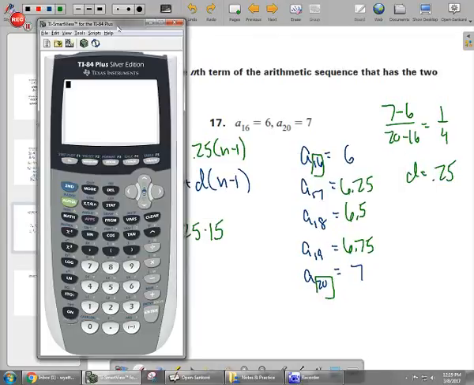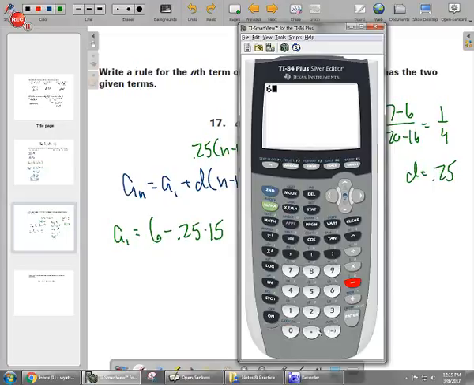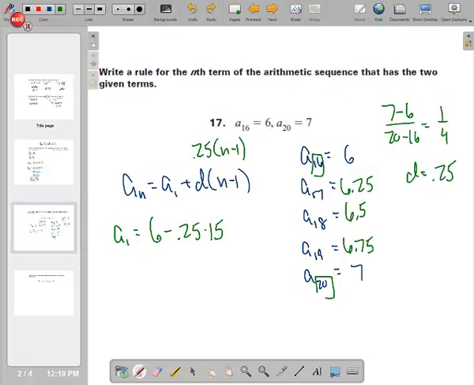I'm going to use my calculator. 6 minus 0.25 times 15, and I think that I'm going to start at 2.25. So I think that my rule is 2.25 plus 0.25 times (n minus 1).